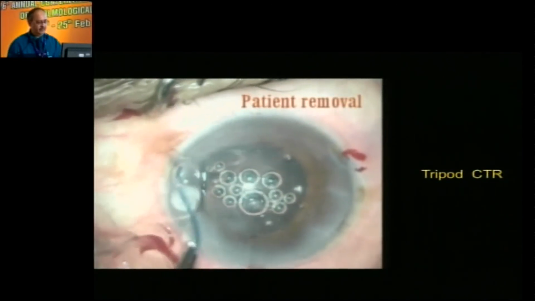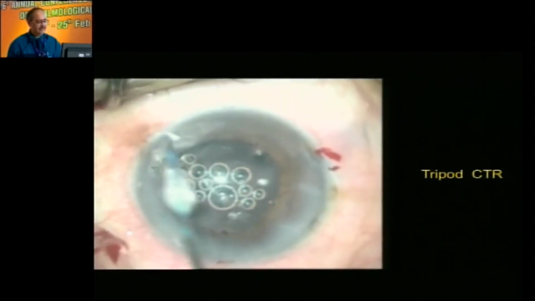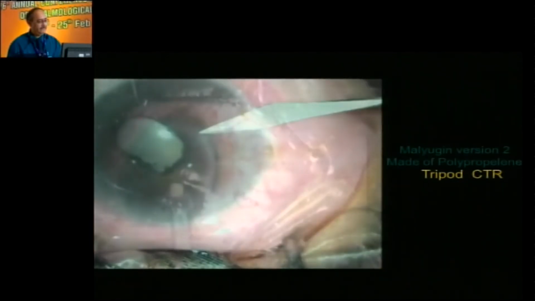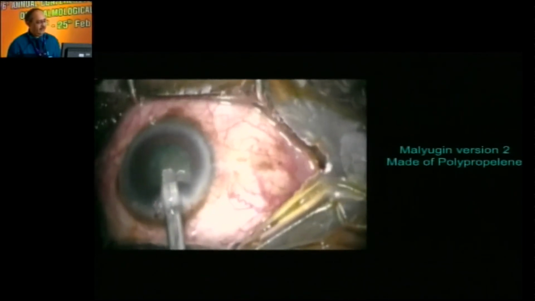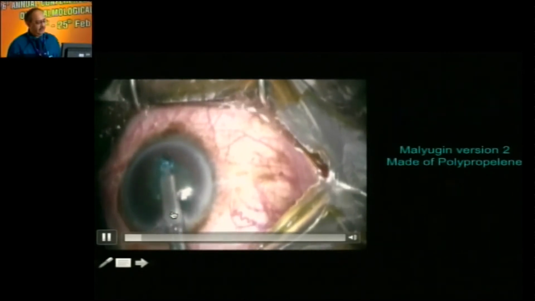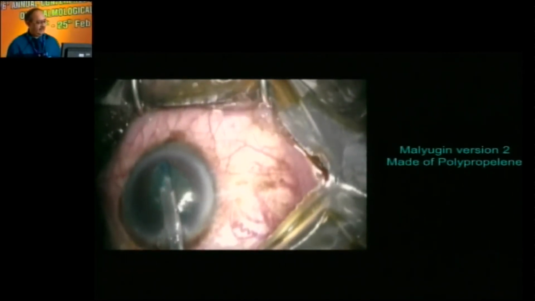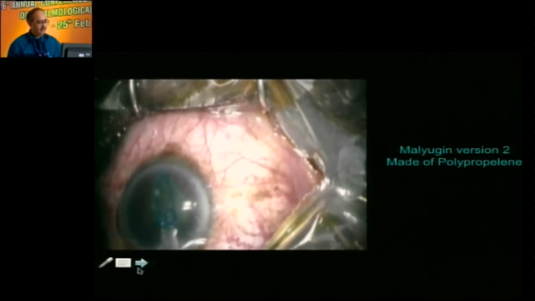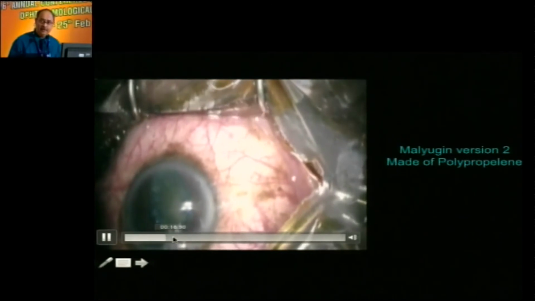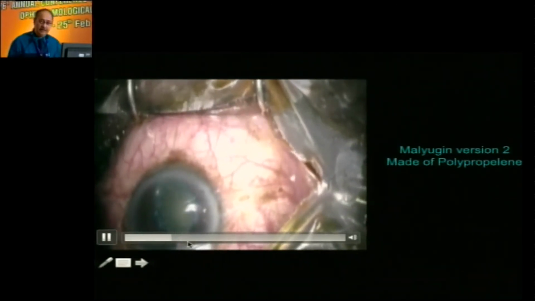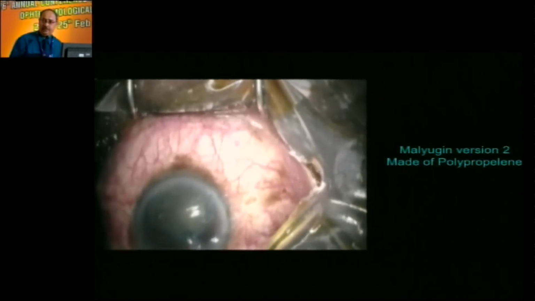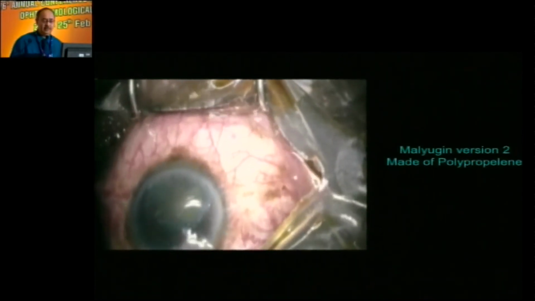Again, patient removal looks good. This is a downloaded video. It's not good, not very clear, but still it makes what it wants to say about the most popular device, Melugeon ring, which is made of polypropylene. Good for atonic pupillary constriction. But as I told you, our scenario is different than international scenario.